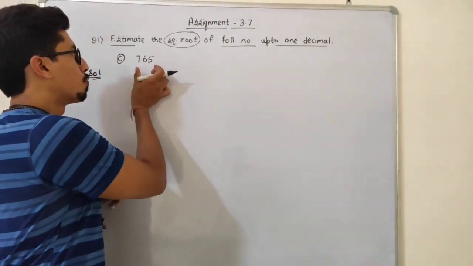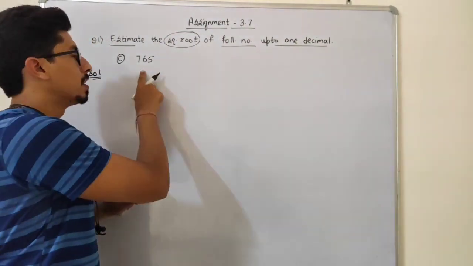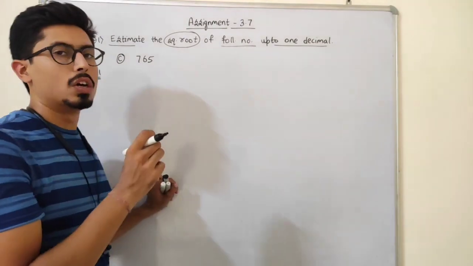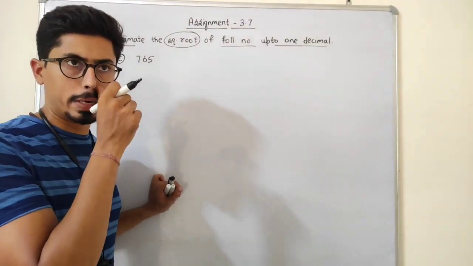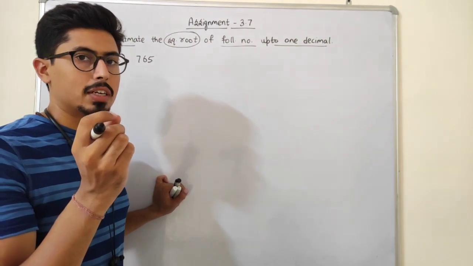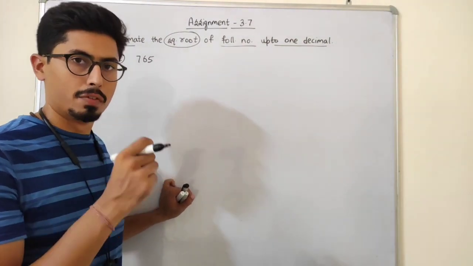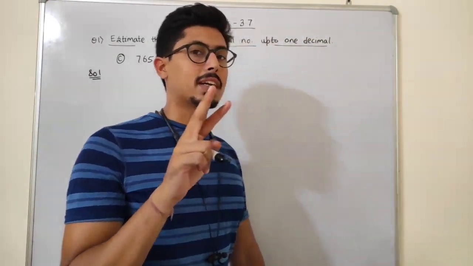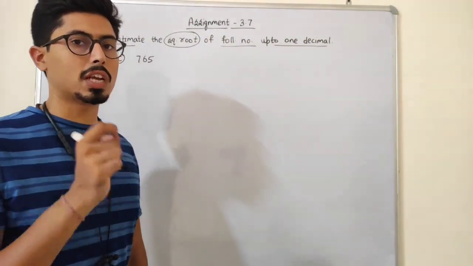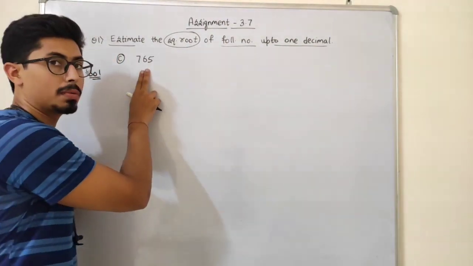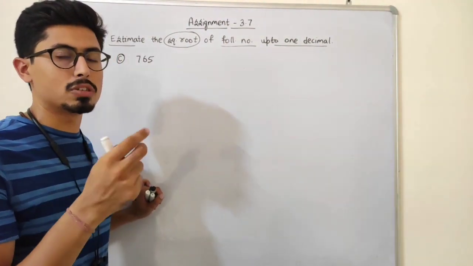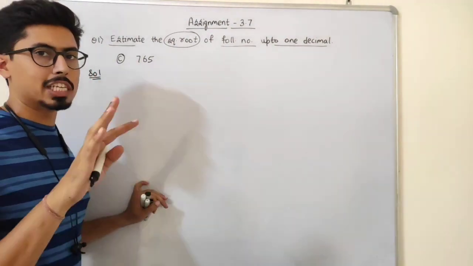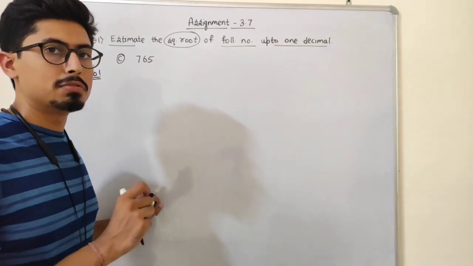Now moving forward to part C. We have to estimate the square root of 765. If I take 20, 20 squared is 400, which is far less than this number. If I take 25, 25 squared is 625, which is nearer to this number. And if I take 30, 30 squared is greater than this number. So 765 lies between 25 squared and 30 squared.